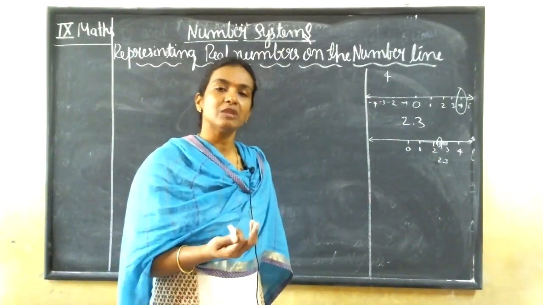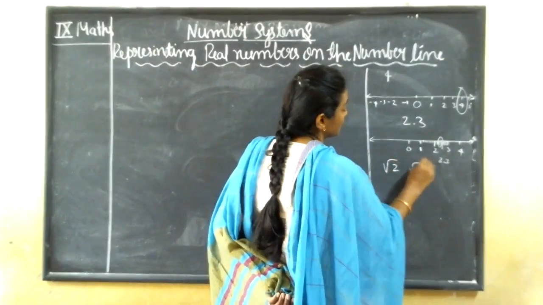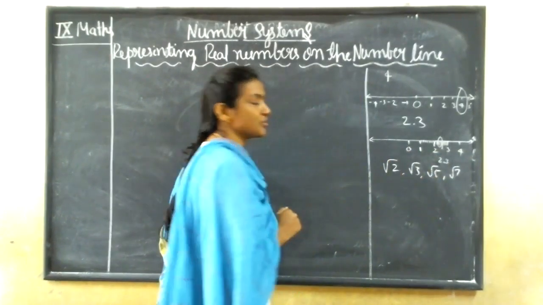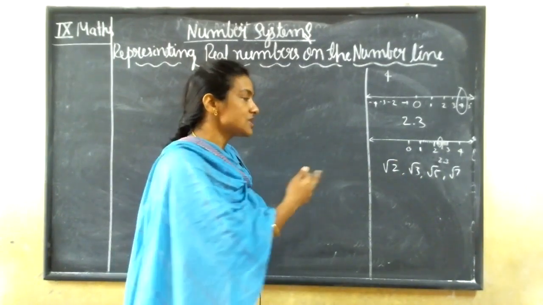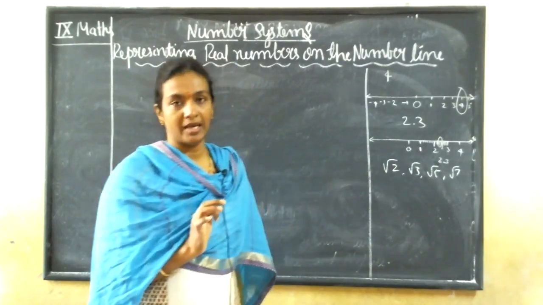And you learned how to represent the irrational numbers on a number line also, for example √2, √3, √5, and √7. These are the examples I explained in the classes, and I had given homework also, right? So this also you know, how to locate them and represent them on the number line.